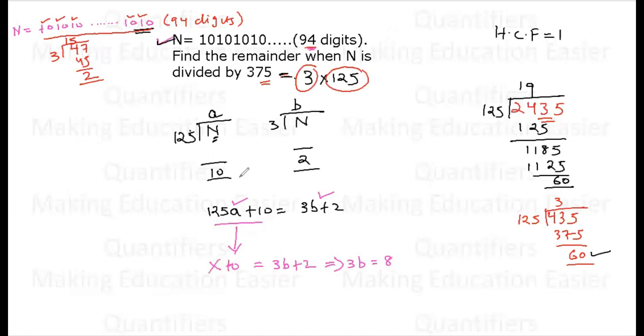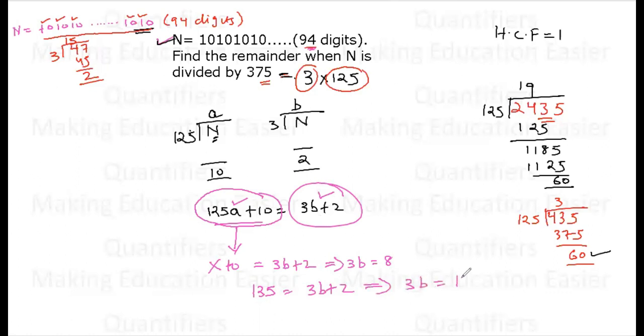Now we will look for the next number of this form. So next number of this form will be 125 into 1 plus 10. So that comes out to be 135. Now is 135 of 3b plus 2 form? If we solve it a little, from here you can see you'll get 3b is equal to 133. And students, again 133 is not divisible by 3. So this will not satisfy either. So we'll move on to the next case now.